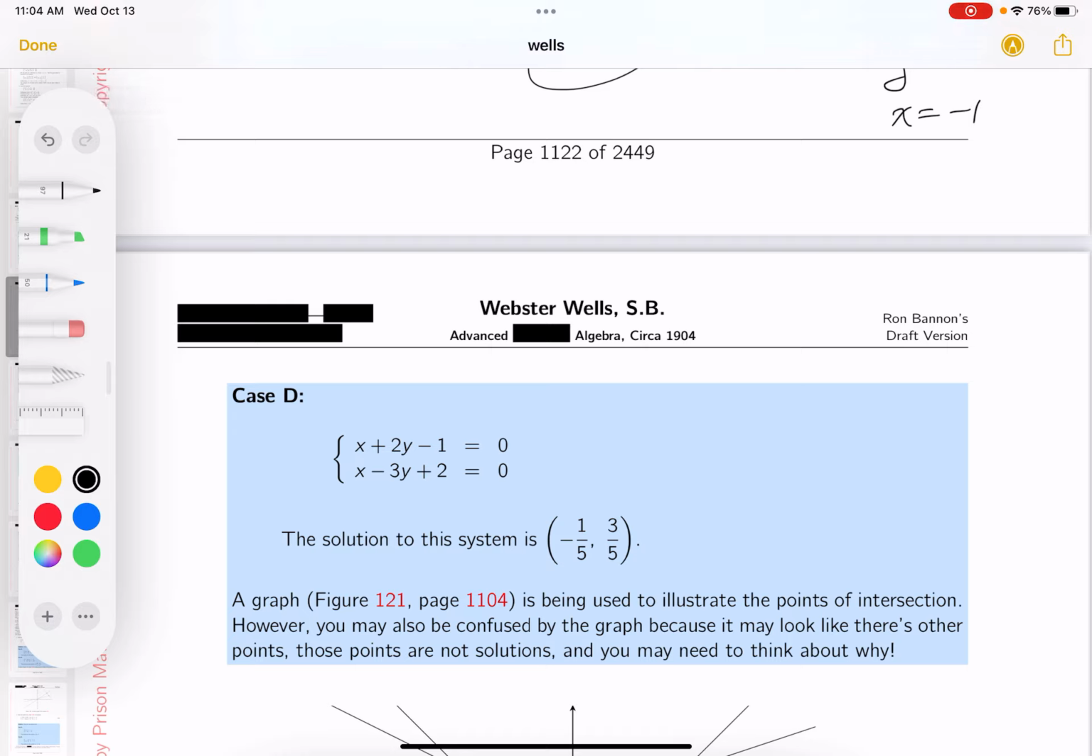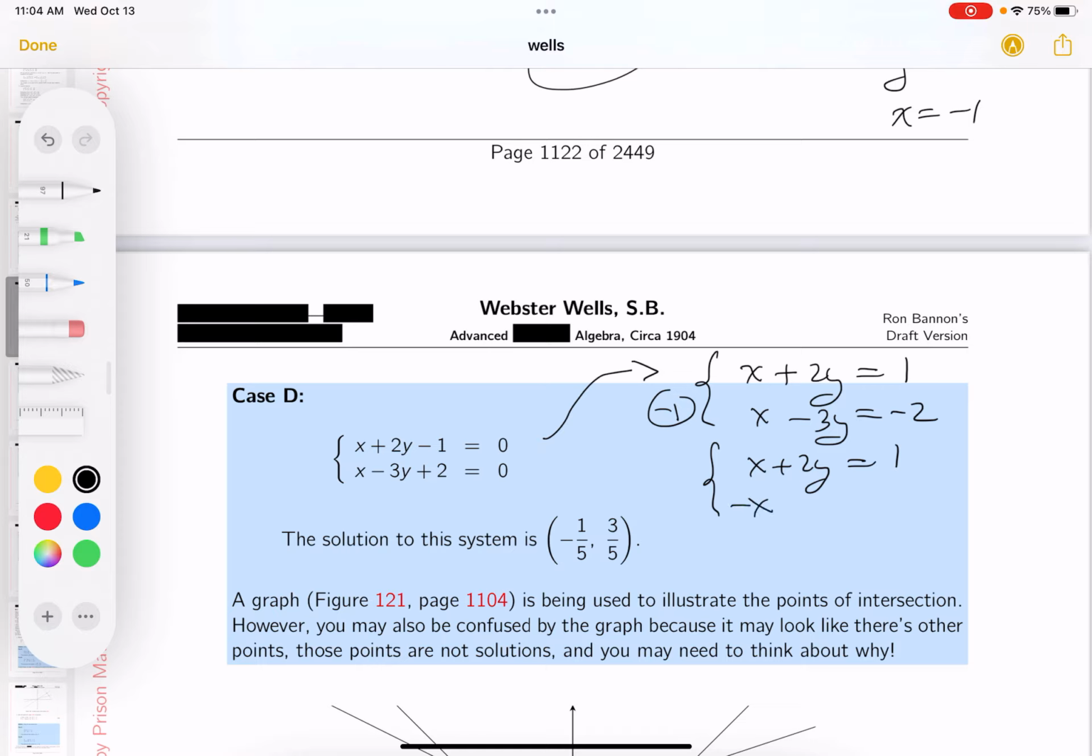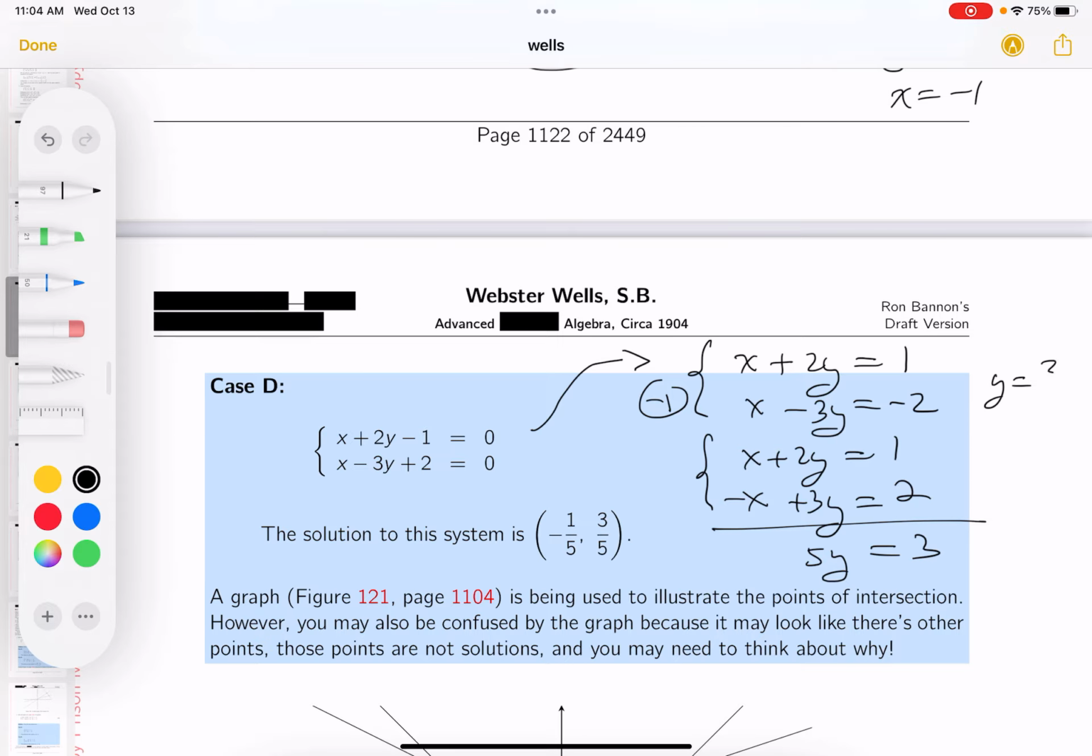And we'll look at the picture later. This one's probably the most difficult one to do. I'll write this down in the order I like, which is x plus 2y is equal to 1, and you're going to get x minus 3y is equal to minus 2. I can multiply the second equation by minus 1. You can get x plus 2y is equal to 1, minus x plus 3y is equal to 2. Add it together. What do you get? You get 5y equals 3, or y would equal 3/5.